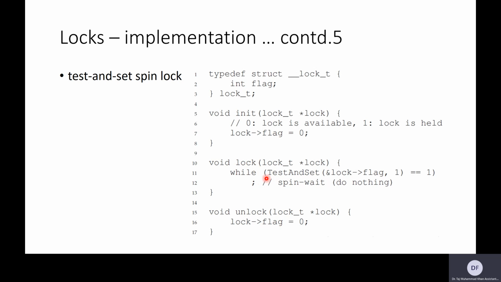So if we are waiting for that lock in this test and set, we are giving it 1 to write, and test and set is returning us the old value. So if the value returned by test and set is 0, it means the old value of the flag was 0. The lock was free. So 0 is not equal to 1, and we can get out of this while loop and return from the lock function.